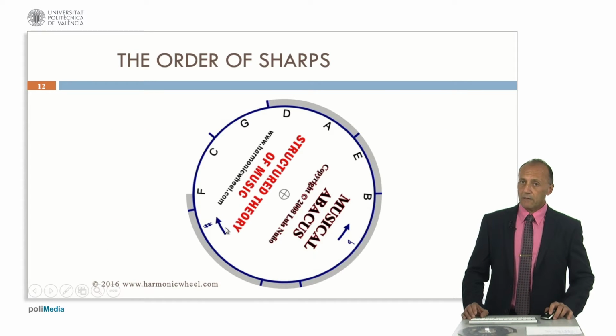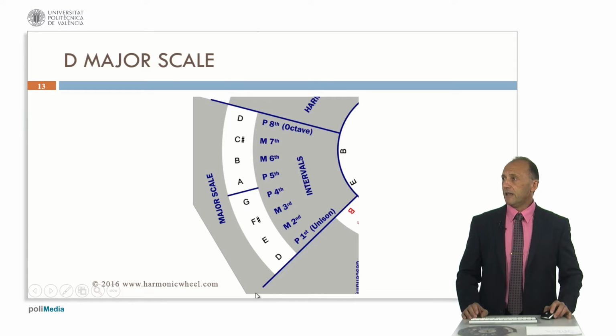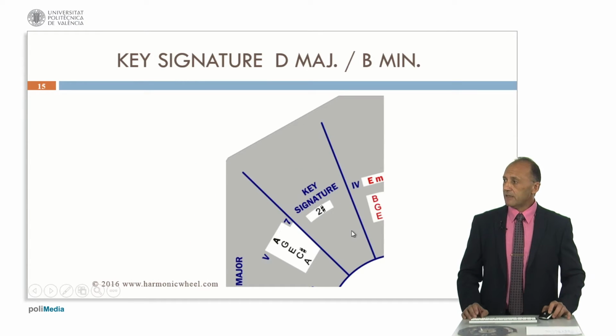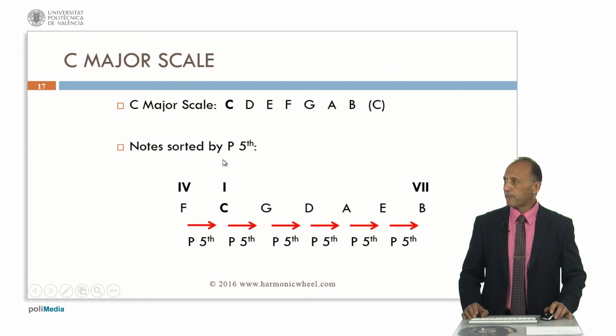In the center area of the abacus, if we are in the C major A minor keys, we find the order of sharps here, F, C, G, D, A, E, B. If we consider another major scale, for example D major, which we have here, as well as its relative minor, B minor, in this case, we have 2 sharps, which are F and C, as we can see at the center area of the musical abacus.